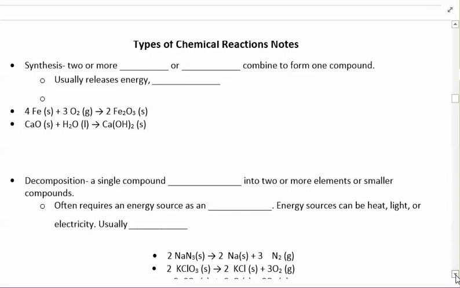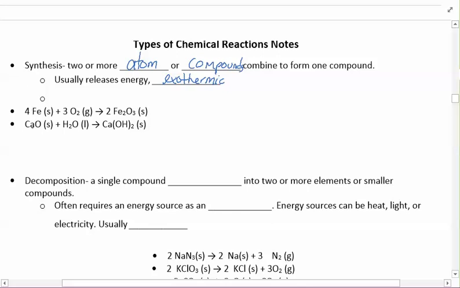So the first type we have is synthesis. Synthesis is when we have 2 or more atoms or compounds combining to form one compound. Now, for all chemical reactions, we like to classify them as endothermic or exothermic. For right now, for all of these reaction types, sometimes they're one and sometimes they're the other. So this one, we say usually it releases energy, which would indicate it was exothermic. That doesn't mean 100% of the time it's exothermic.